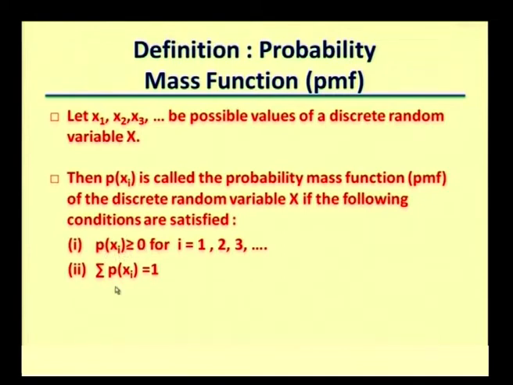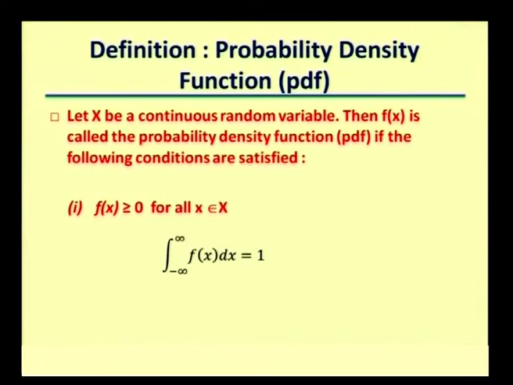And the second condition is total probability. Summation P of xi is equal to 1, where i ranges from 1 to infinity. So this second condition mentions that the totality of all the probability values is equal to 1, that is, total probability is 1.